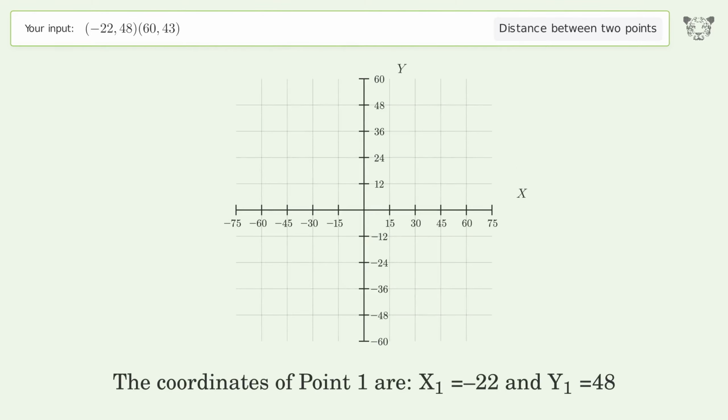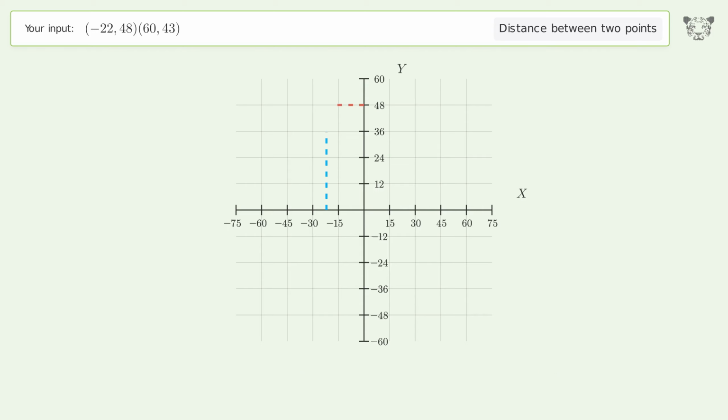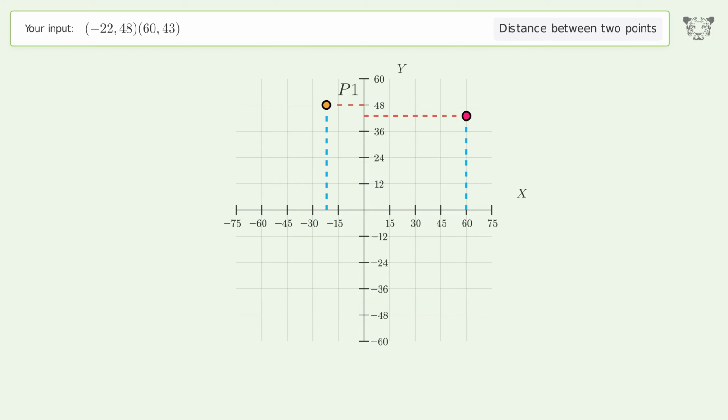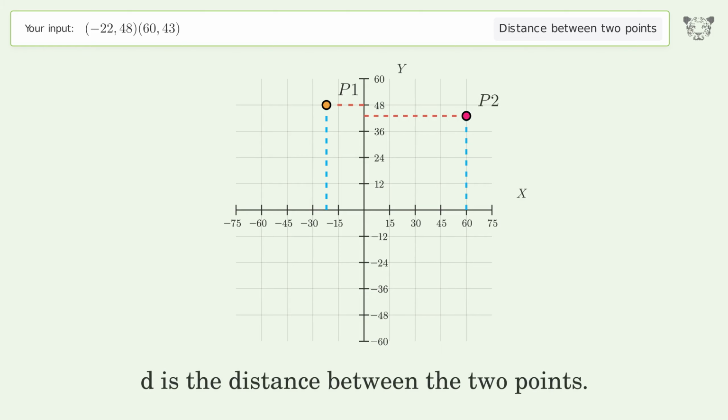The coordinates of point 1 are, x1 equals -22 and y1 equals 48. The coordinates of point 2 are, x2 equals 60 and y2 equals 43. D is the distance between the 2 points.